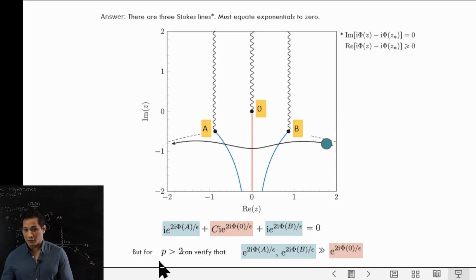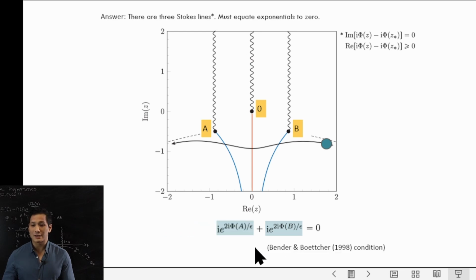Now, you can then look at what happens when p is greater than 2, and you find out that if p is greater than 2, in fact, the central Stokes line contribution, the one from 0, is actually smaller than the first and the third. So actually, it's subdominant, and you didn't need it in the first place to leading order in these exponentials. And so that tells you that you should only have the two conditions.